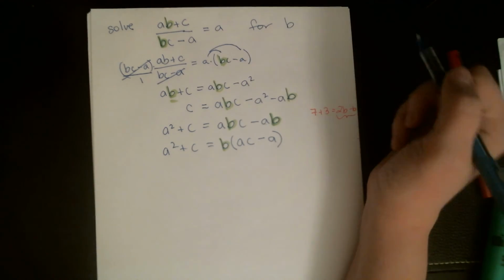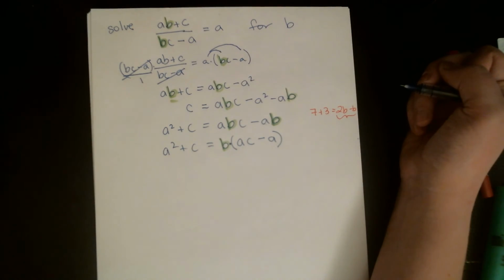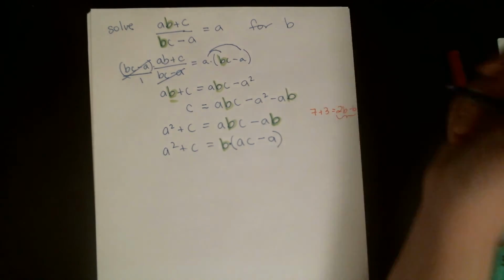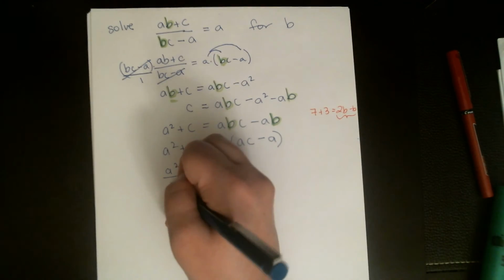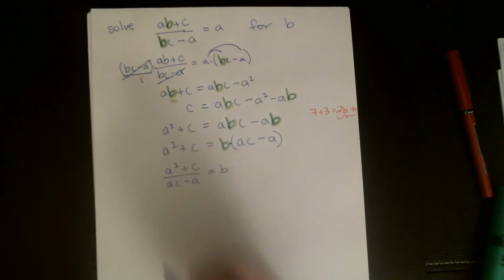I want to get rid of everything attached to b. Since it's all attached by multiplication right now, we have this in factored form. All you have to do here is divide. So we will get that a squared plus c divided by ac minus a is equal to b. And this is our answer.